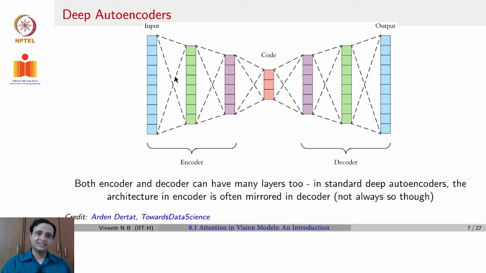However, while this is the case for an autoencoder, not all encoder-decoder models need to have such architectures. You can have a different architecture for an encoder and a different architecture for a decoder depending on what task you're trying to solve.